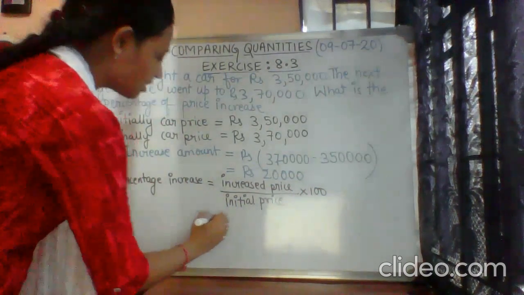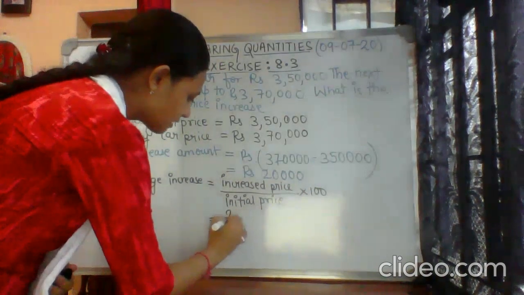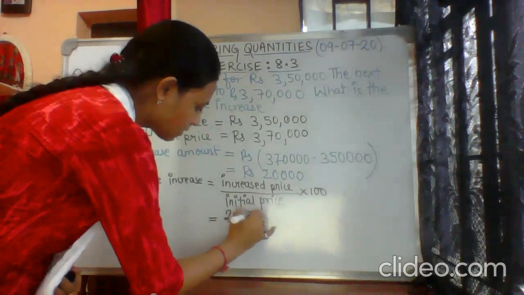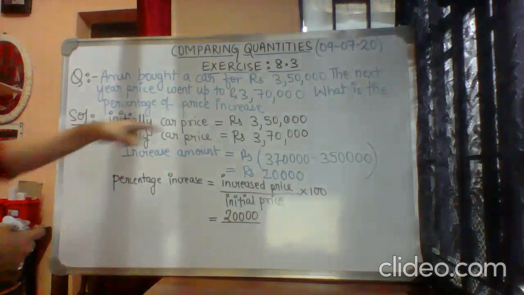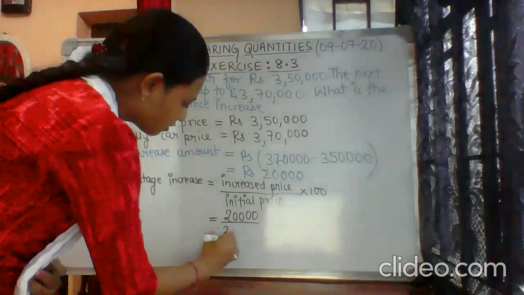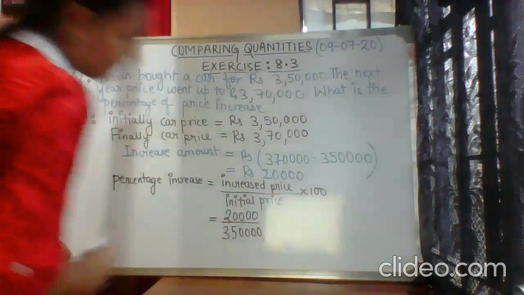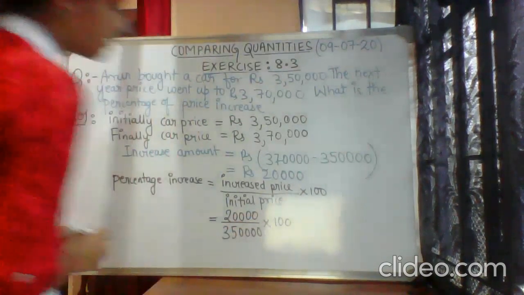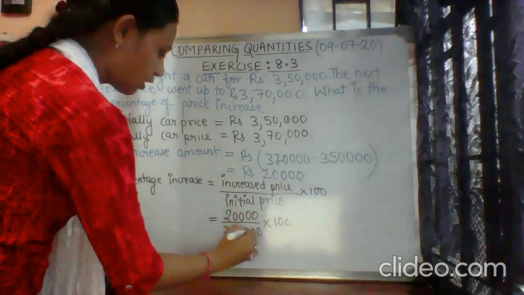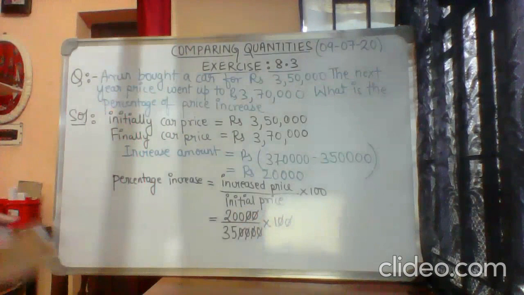Increase price how much? By how much the price is increasing? Price increased by 20,000. Okay. And initial price was 3,50,000. Okay. Into 100. We are cancelling zeros now. So 1, 2, 3, 4. 4 zeros cancelled.